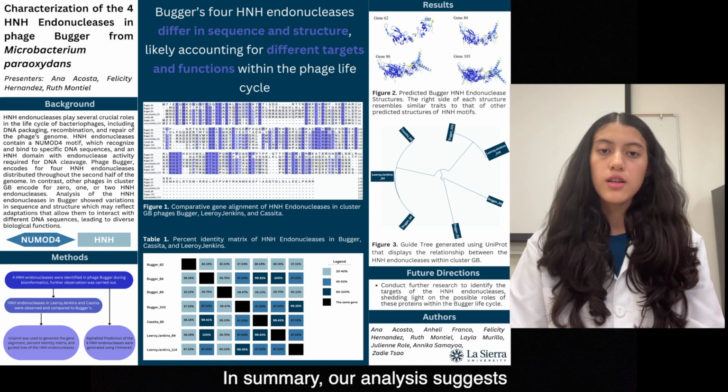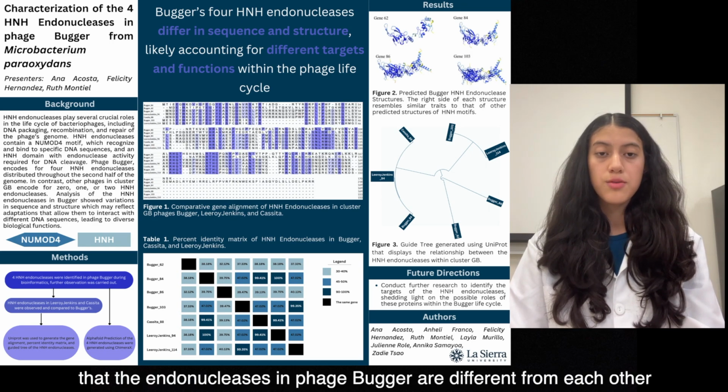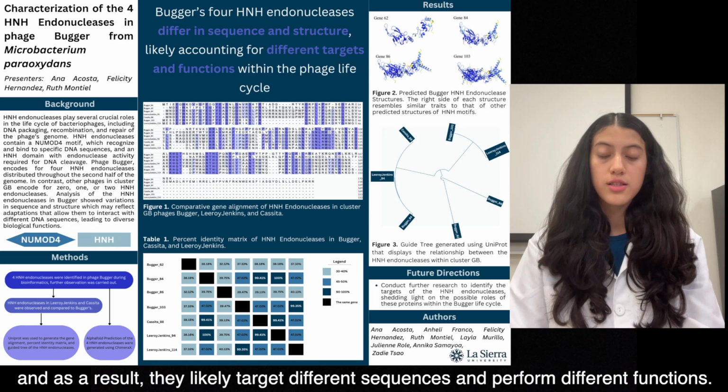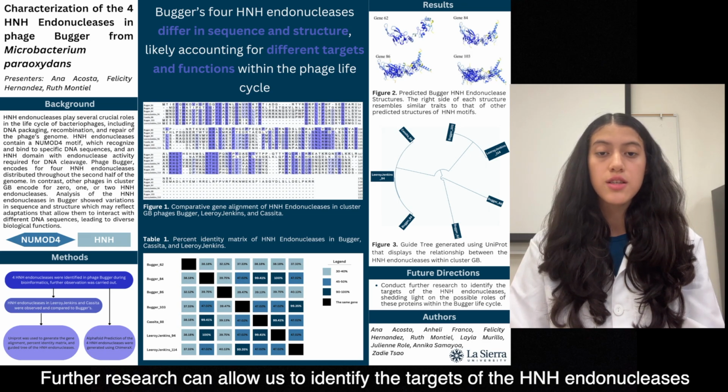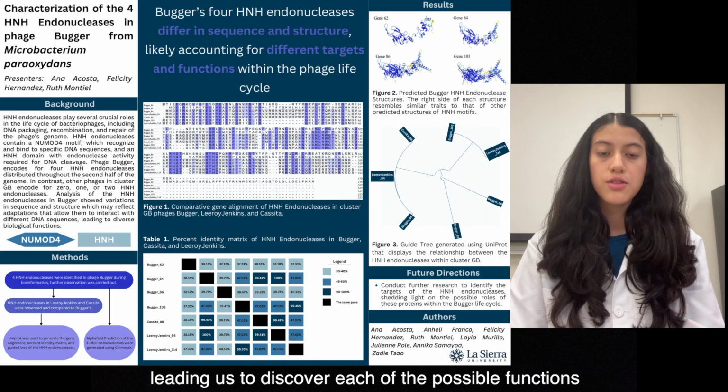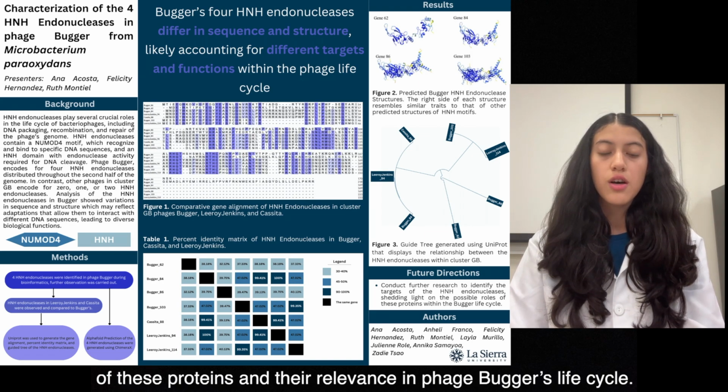In summary, our analysis suggests that the endonucleases in phage Bugger are different from each other, and as a result, they likely target different sequences and perform different functions. Further research can allow us to identify the targets of the HNH endonucleases, leading us to discover each of the possible functions of these proteins and their relevance in phage Bugger's life cycle.